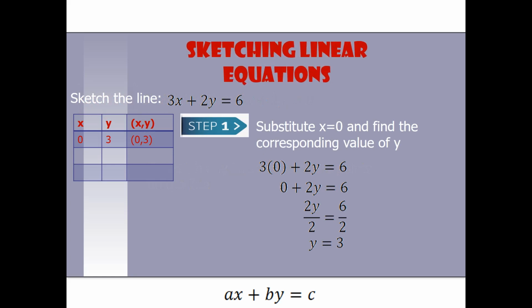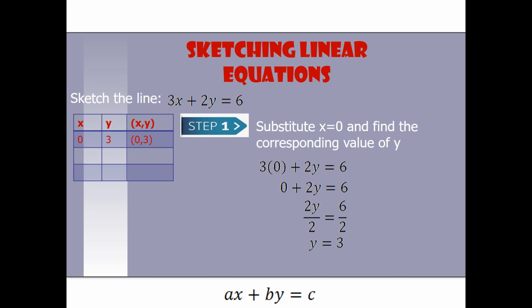So the first thing we should do is find the first point on the line. And to do so, what you need to do is substitute x by 0 and then find the corresponding value of y.